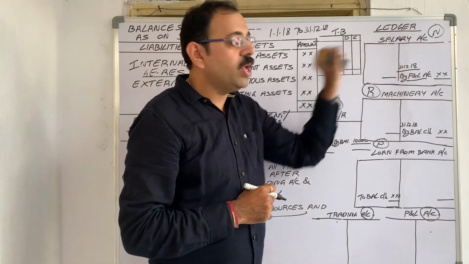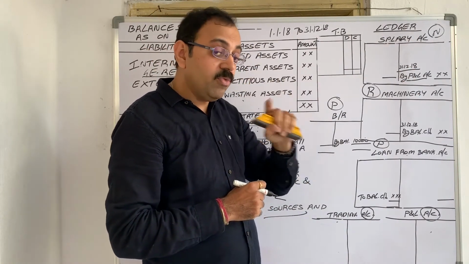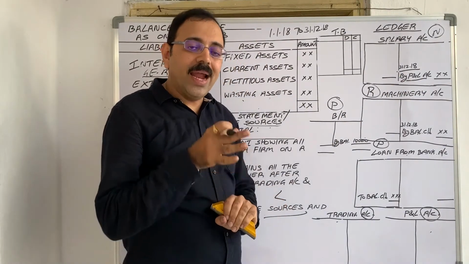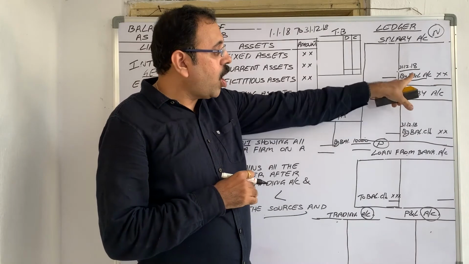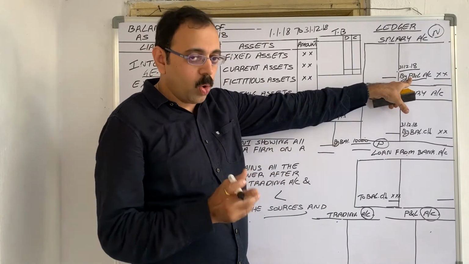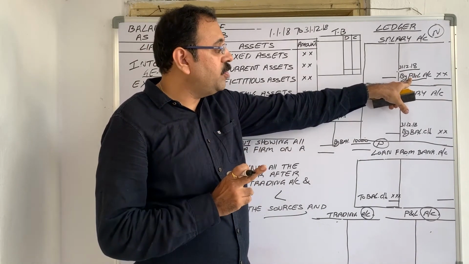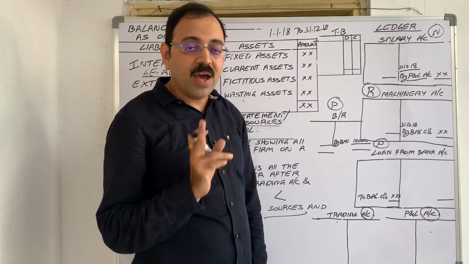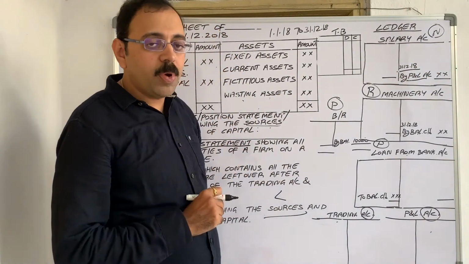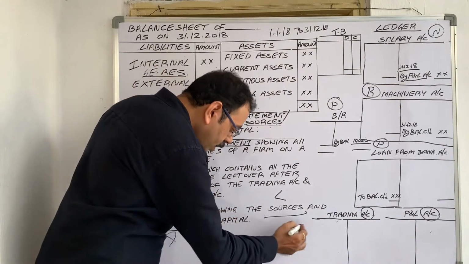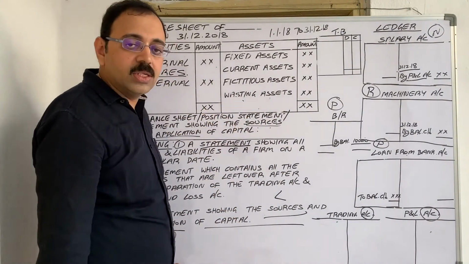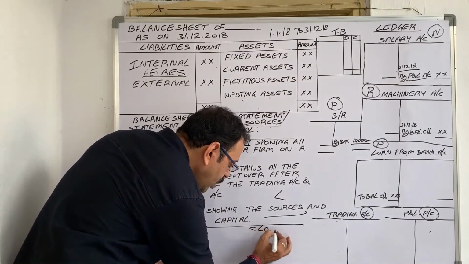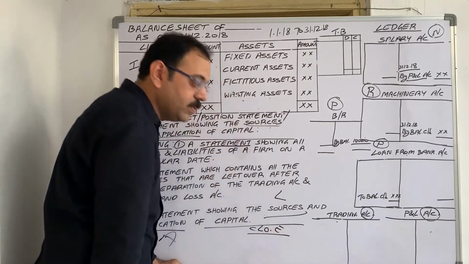Suppose the wages account we are preparing, to which account do we have to transfer it? To the trading account. At the end of the year, all nominal account balances we close by transferring them either to the trading account or the P&L account. For that, in the journal proper book, we record some journal entries. Those entries are known as closing journal entries.